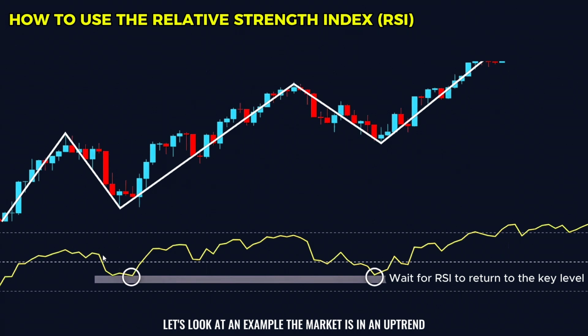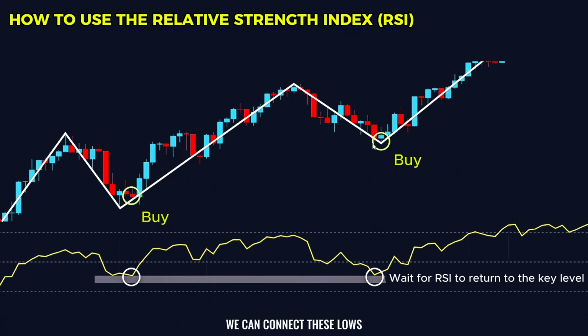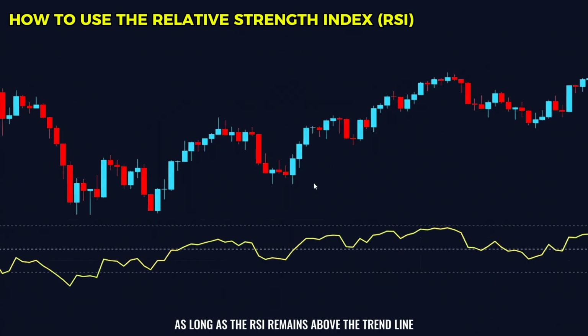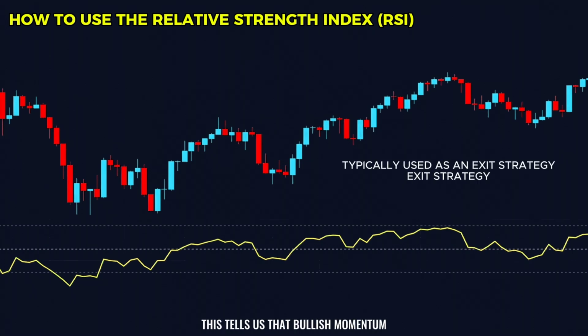The market is in an uptrend. As the trend continues, the RSI forms a series of higher lows. We can connect these lows to draw a trend line on the RSI. As long as the RSI remains above the trend line, momentum is still strong. Eventually, the RSI breaks below the trend line. This tells us that bullish momentum is beginning to weaken.